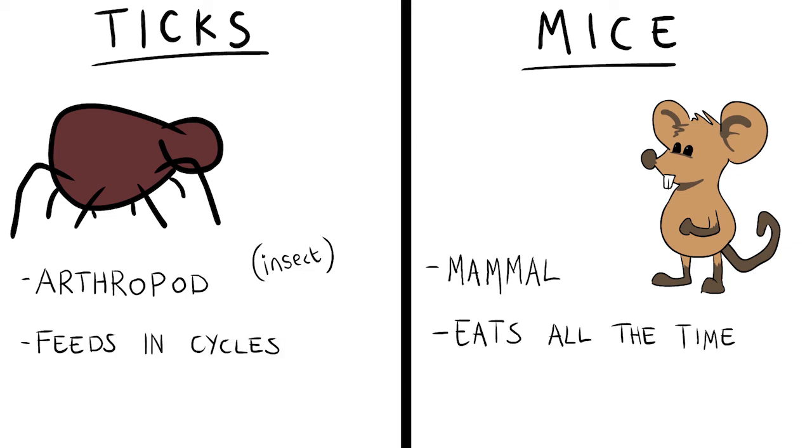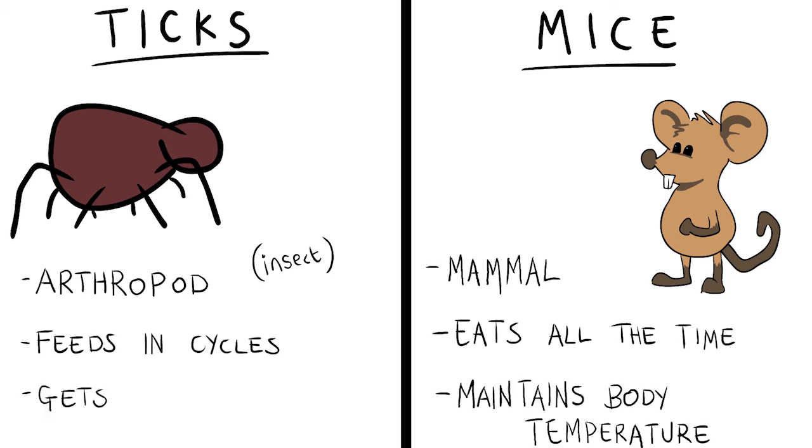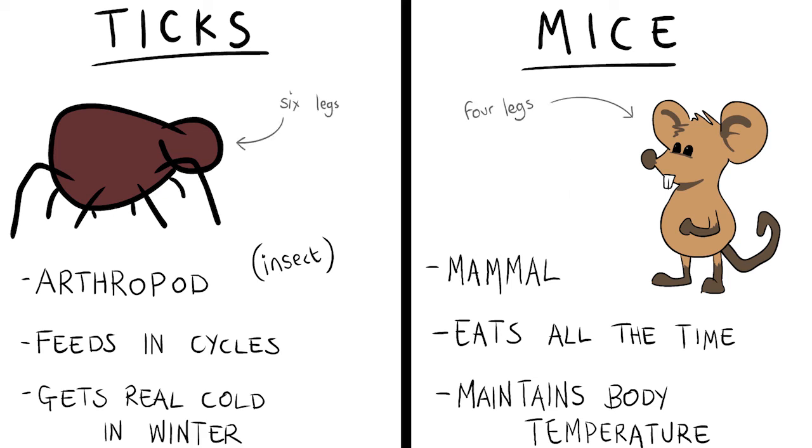Second, the tick only feeds a few times throughout its life cycle, which means the bacteria must be able to survive prolonged periods of starvation. While within the mouse, they have access to a more consistent source of food. Another major difference is the temperature that the bacteria are exposed to in each host. The tick can be outside through the winter and experience freezing temperatures, while within the mouse, the bacteria is exposed to relatively consistent high internal temperatures.